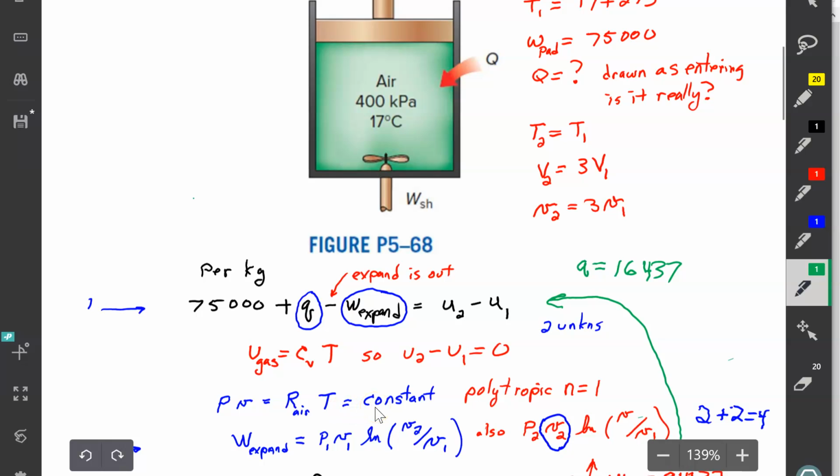Well, the gas constant and the temperature are constant, so that means that P times V is equal to a constant. Now, if you remember, constant P times V to a power equal constant is a polytropic process. So that is P times V to the N is equal to a constant. So this is polytropic with N equal 1. I'm going to show you some notes out of chapter 5 for finding the work.